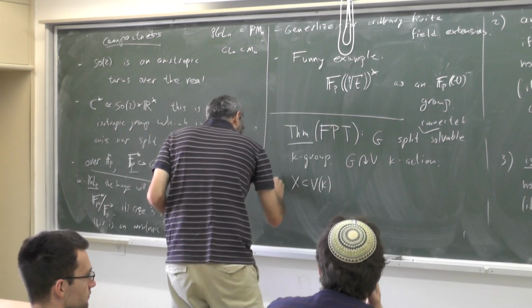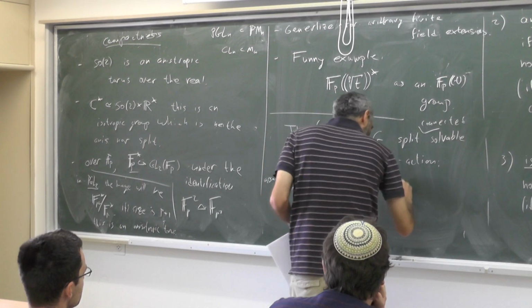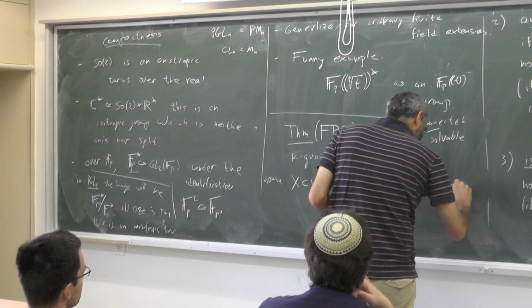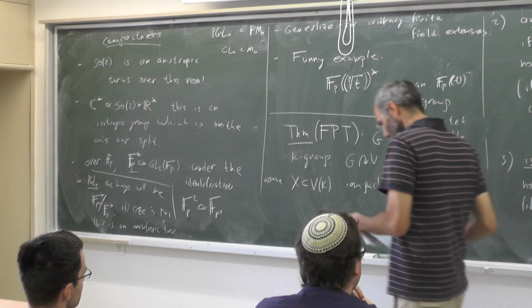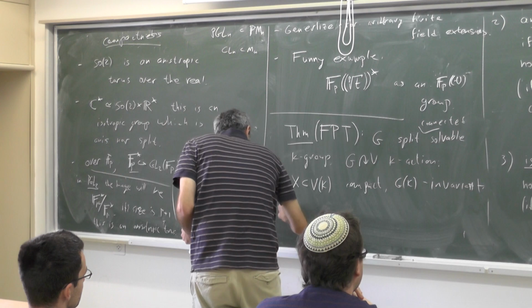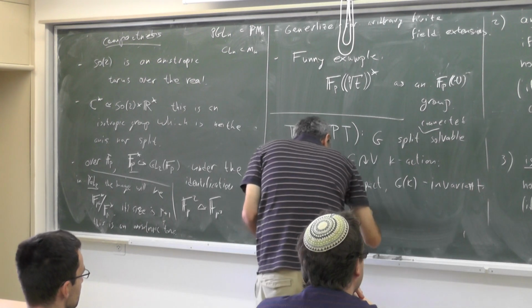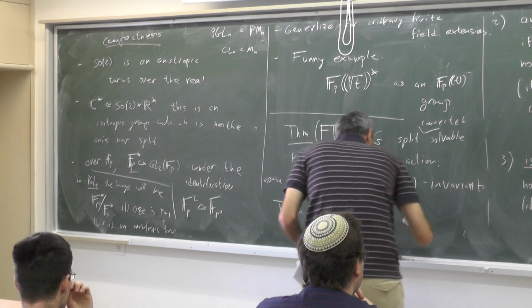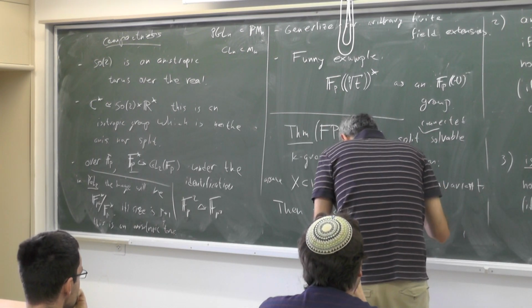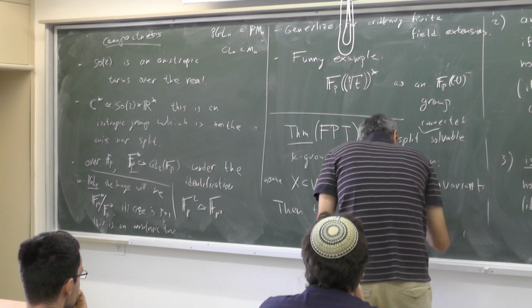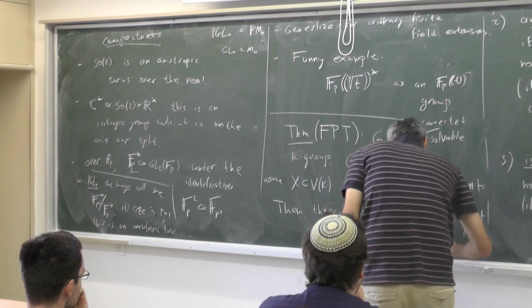What I'm asking X to be is, assume X is a compact subset and G invariant. Then there exists a G(K) fixed point in X.